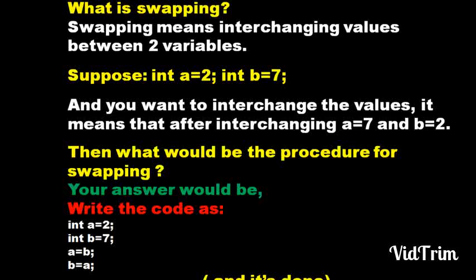Then what would be the procedure for swapping? You people will say, I will declare two variables, int A is equal to 2 and B is equal to 7, and then A would be B's value and B would be A's value, and my work will be done. No dear, this is not the right process for swapping. Let's see how to swap two numbers.